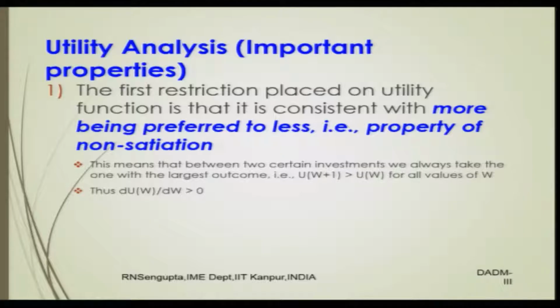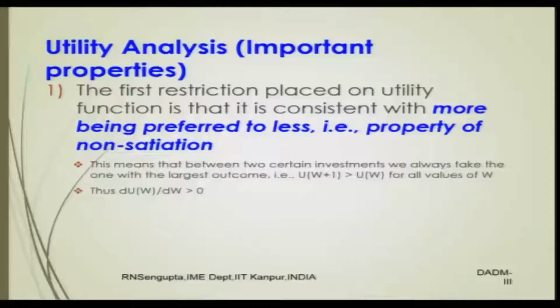So, there are some properties of utility function, because I want to maximize, and if you remember in the optimization problem, I also always have been mentioning that trying to find out the optimum one, whether you want to maximize or minimize. The first restriction placed on utility function is that it is consistent with more being preferred to less, that is the property of non-satiation.